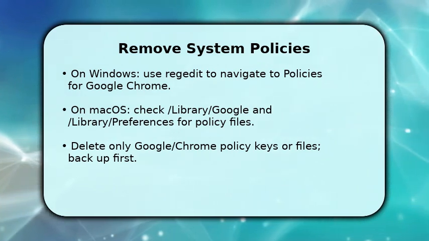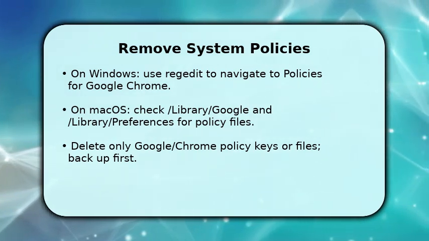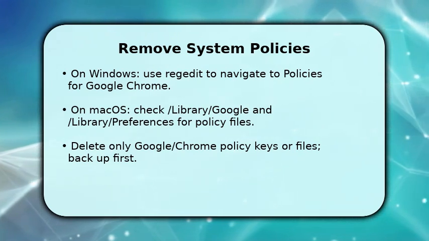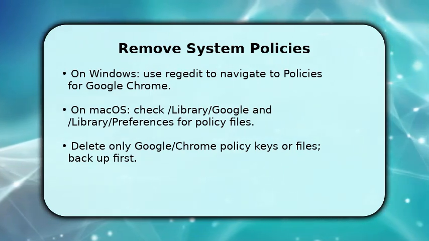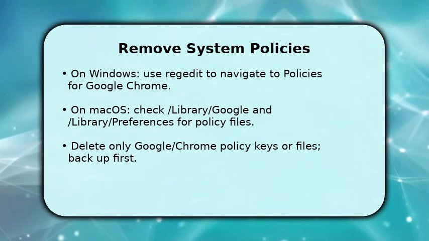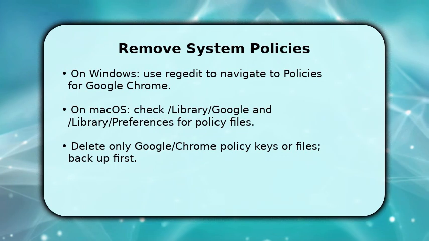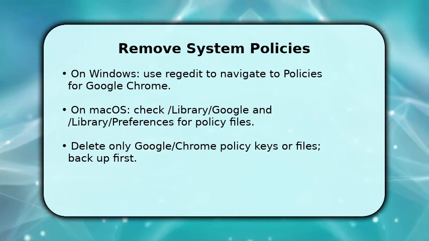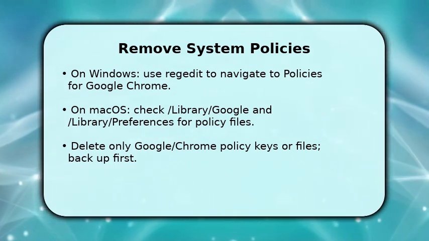On macOS, check /Library/Preferences and /Library/Google for PLIST or JSON policy files, and remove them. You finish by restarting the computer, which lets Chrome read the updated system state. Then open chrome://policy to verify policies are gone.